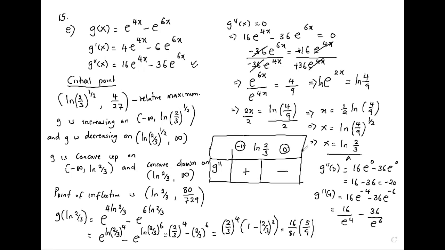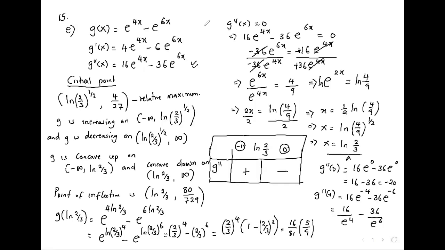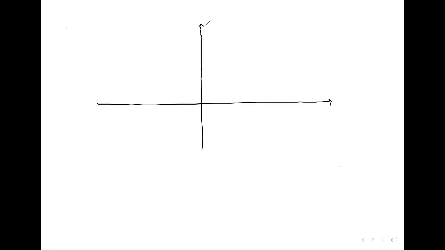So now we sketch. What do we have? We have the critical point, which is a relative maximum turning point, ln 2 over 3. That's a negative number, so I'll put it here. Ln 2 over 3 to the power half, which is just the same thing as ln square root of 2 over 3, because half is the same as square root. Comma 4 over 27. I'll put it here, 4 over 27.